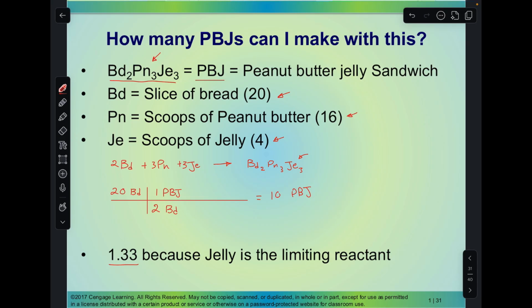10 PBJs. Now, if you have peanut butter, then we got to do something a little different. Let's say that we are going to start with the amount of peanut butter we have. We have 16 PN.